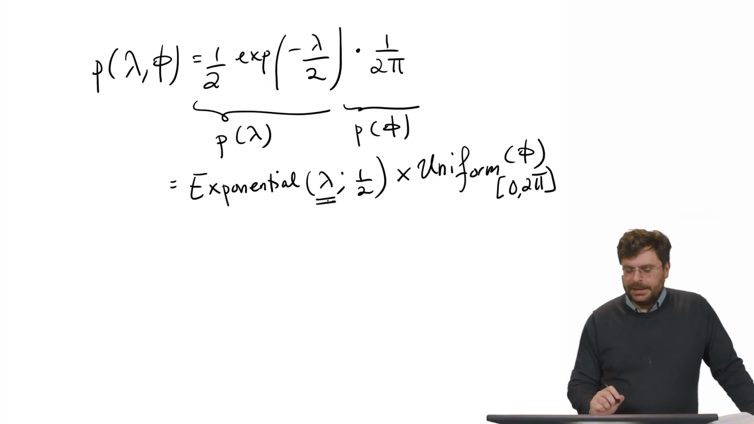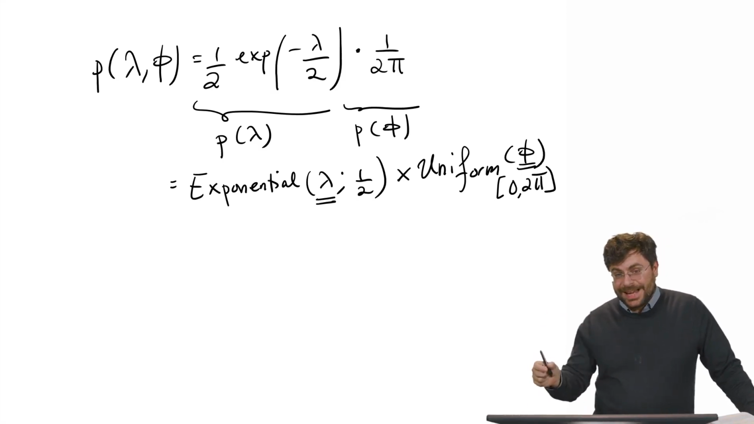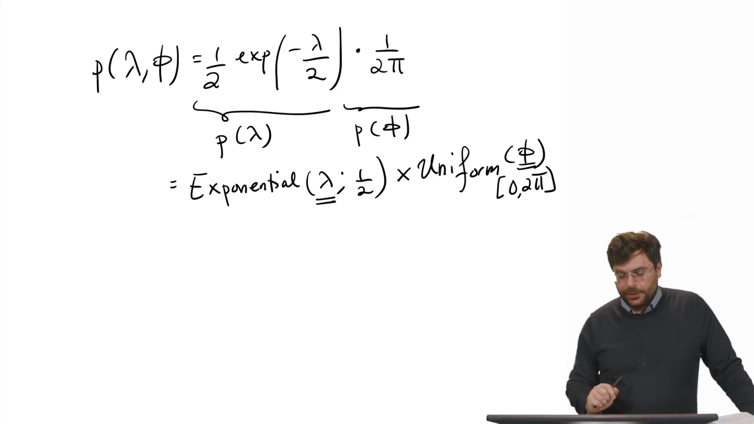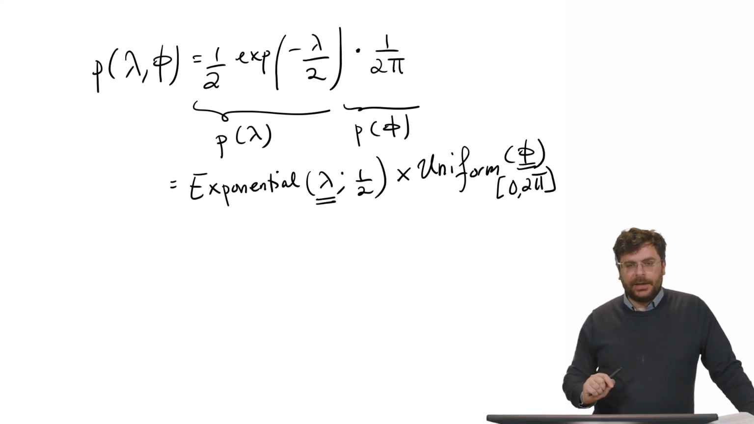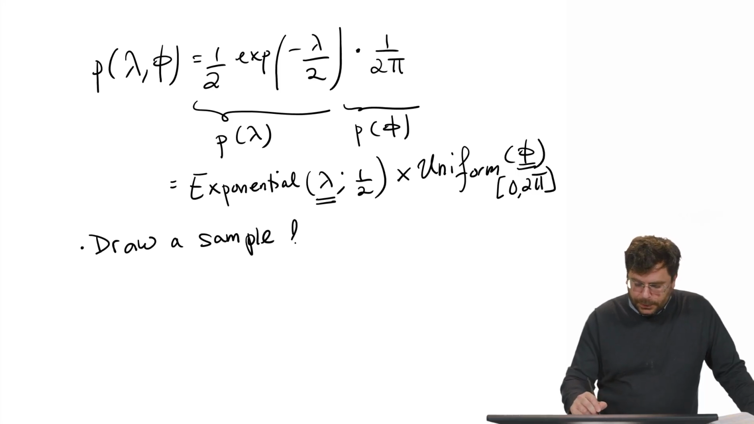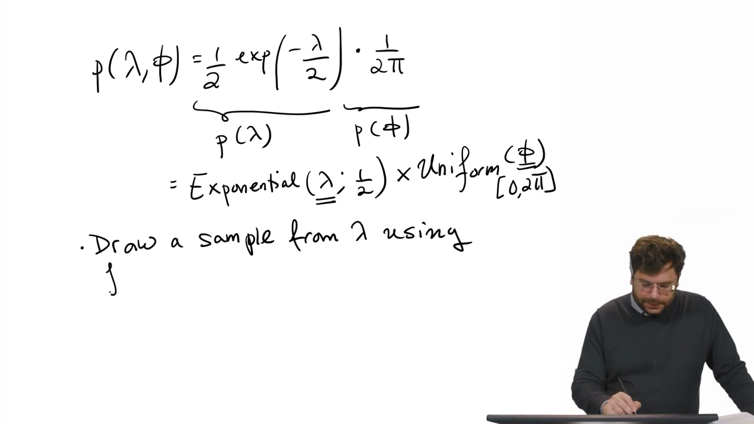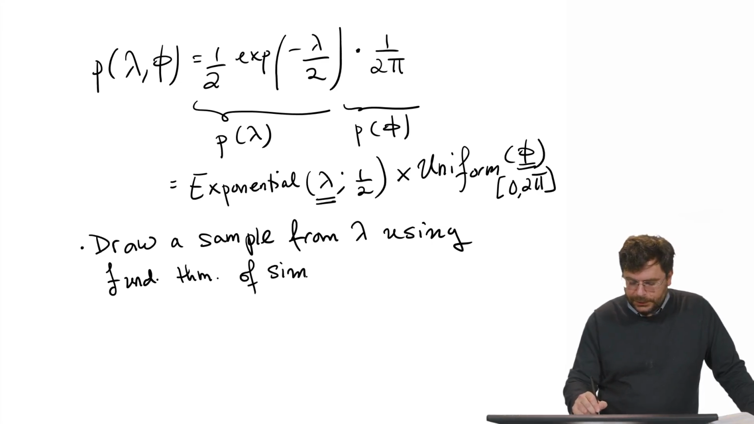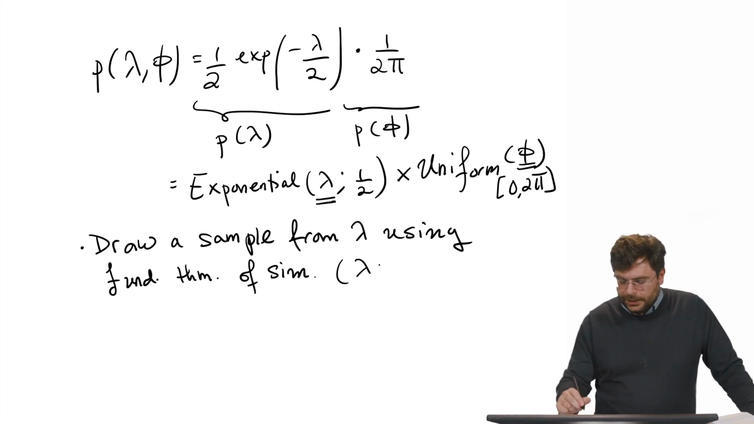I can draw a sample from lambda, and I can draw a sample from phi, and then I have to undo the three transformations in order to obtain a random variable, a sample of x and y. So I draw a sample from lambda using the fundamental theorem of simulation that I talked about earlier, with the scale parameter equal to 1/2.